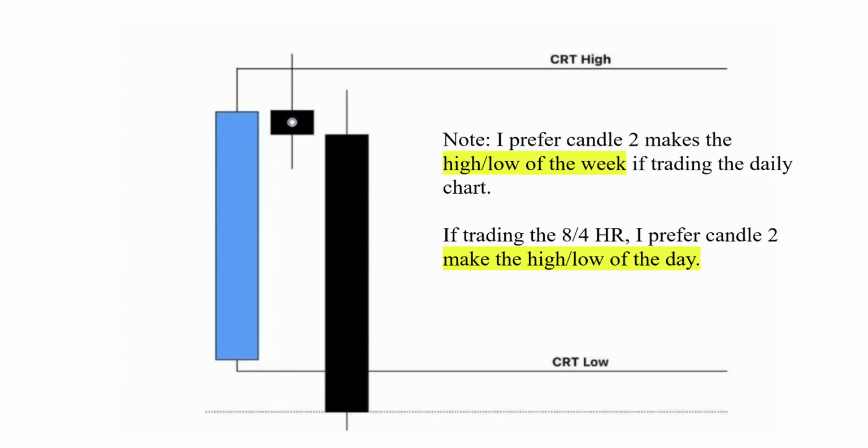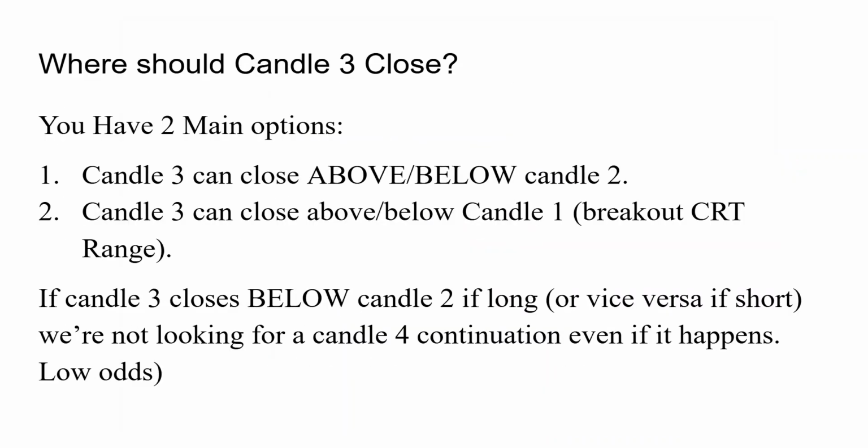Because obviously, when we talk about candle 4, you already have 1, 2, 3. You're looking for candle 4 somewhere down here, right? So, where should the third candle close? There are two options that you have. Candle 3 can close above or below candle 2, or candle 3 can close above or below candle 1, the breakout. Okay, it breaks out of the range.